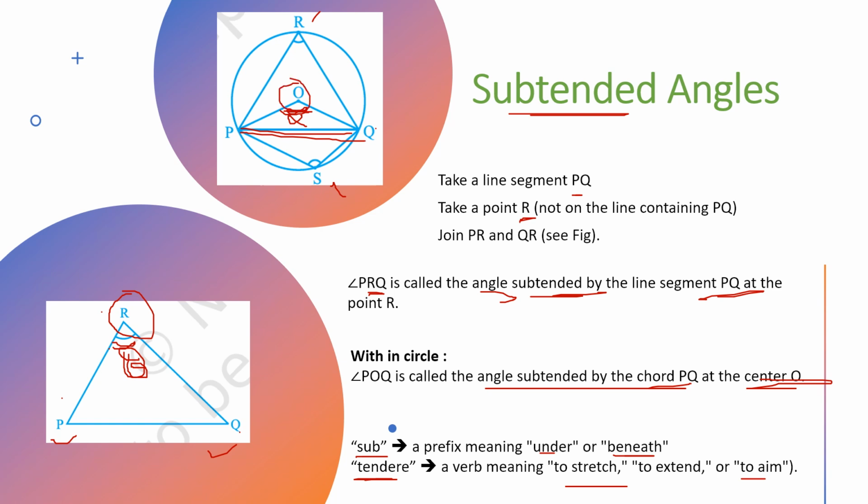Similarly, we have other angles, like PRQ. PRQ is an angle subtended by PQ at R. Similarly, angle PSQ is an angle subtended by the chord PQ at point S. So this is the concept of subtended angles which we are going to use again and again in the remaining part of our class. So this point is to be remembered. Now let's get into theorems on circles.